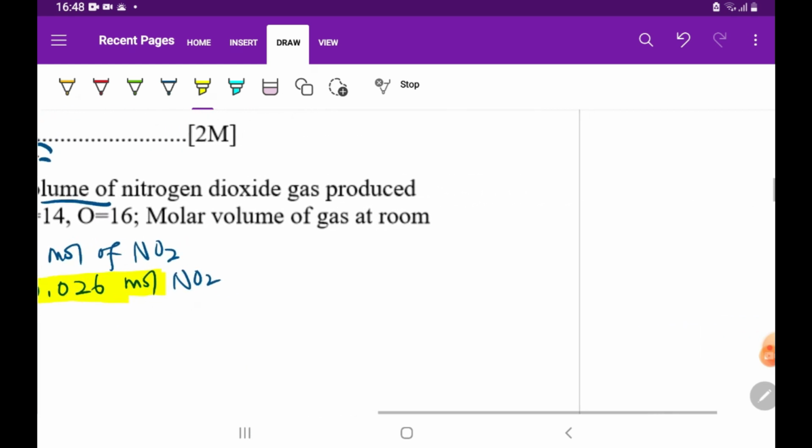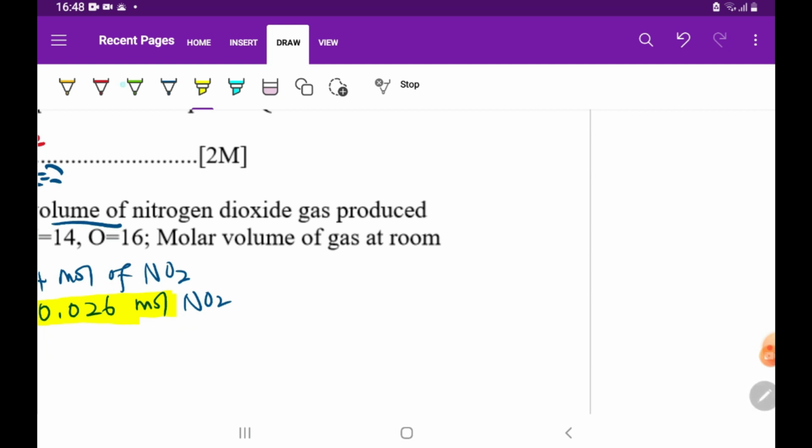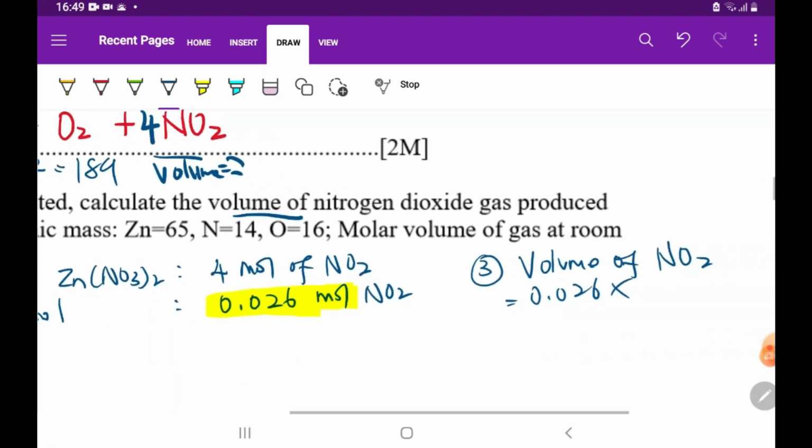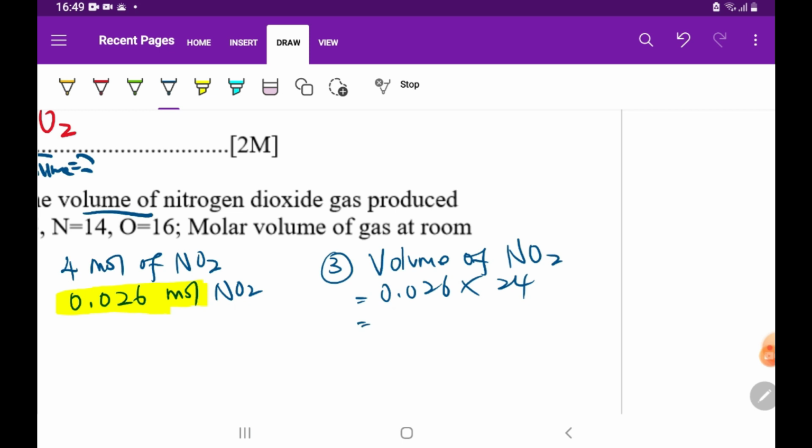Okay, then finally we can find the volume. Volume of nitrogen dioxide. So mole is 0.026 times molar volume at room condition, which is 24, right? So times 24. So you'll get roughly 0.63 cubic decimeter. So for this one, the unit must be correct, okay. So 3 marks.